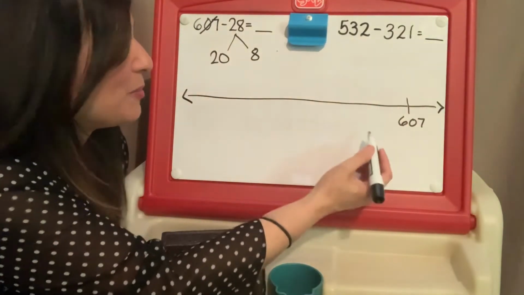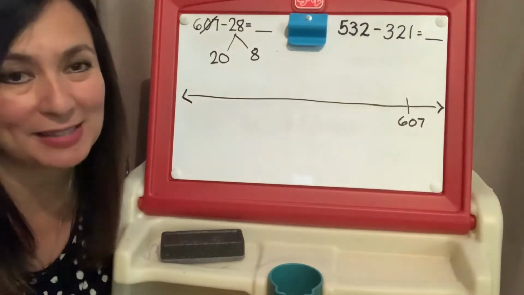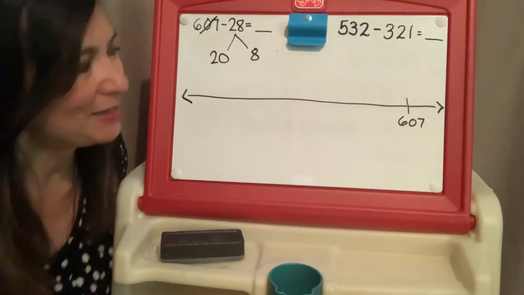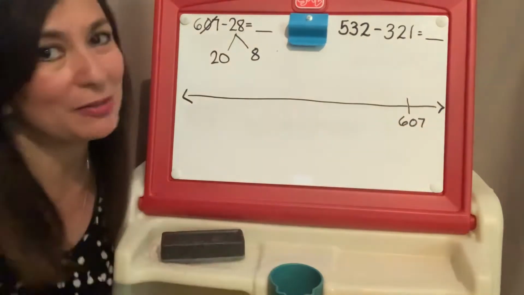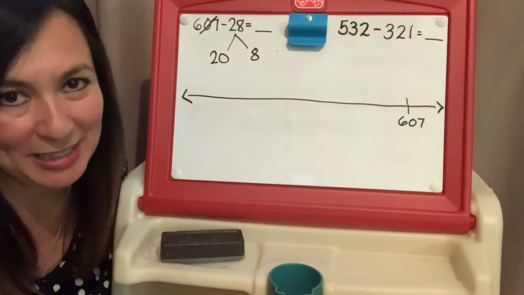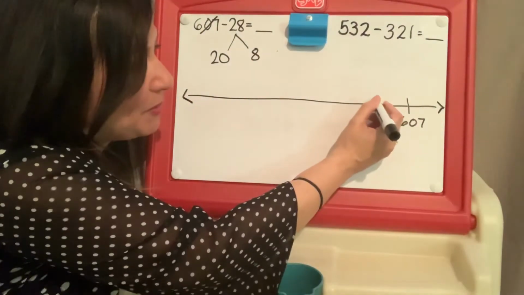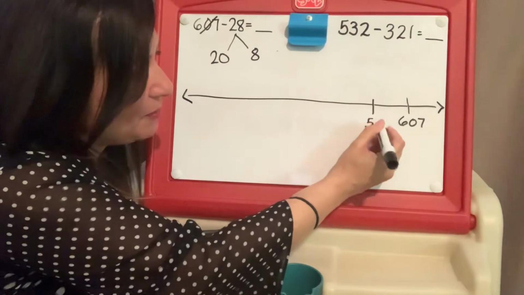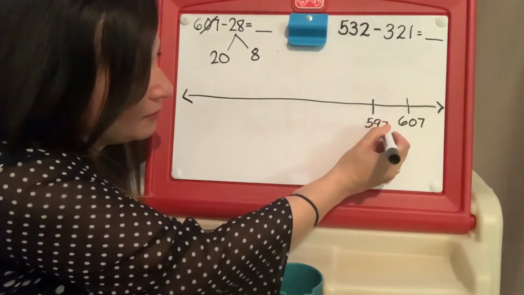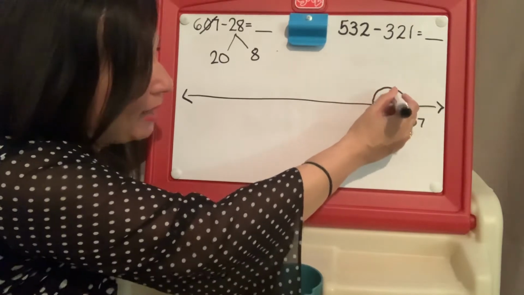607 subtract 20. I can take one big jump of 20, or I can break 20 into 2 tens, either way. Let's break it into 2 tens. It's always kind of confusing when we have this 0 in the tens place. So 607 subtract 10 equals what? Say it. 597. So I'll position 597. I'll draw my jump, and I'll label it subtract 10.